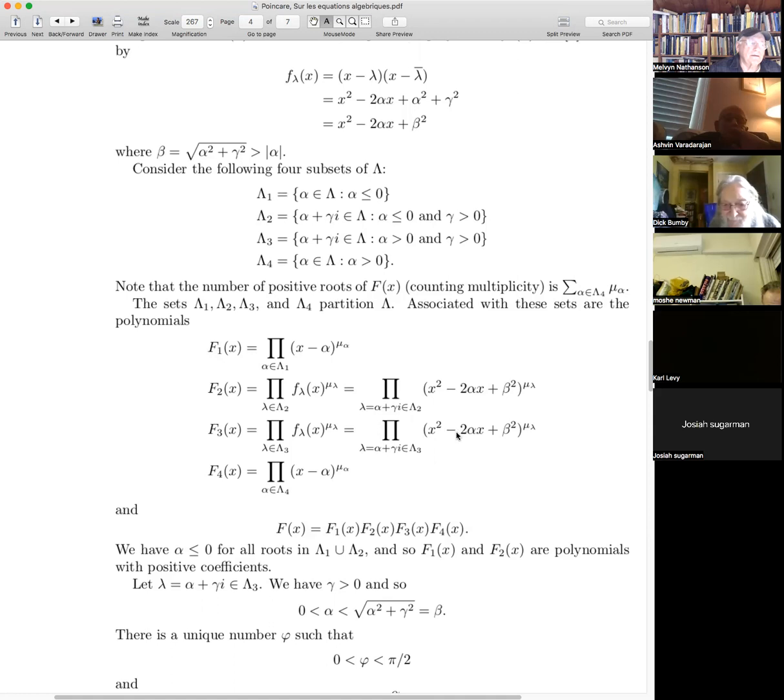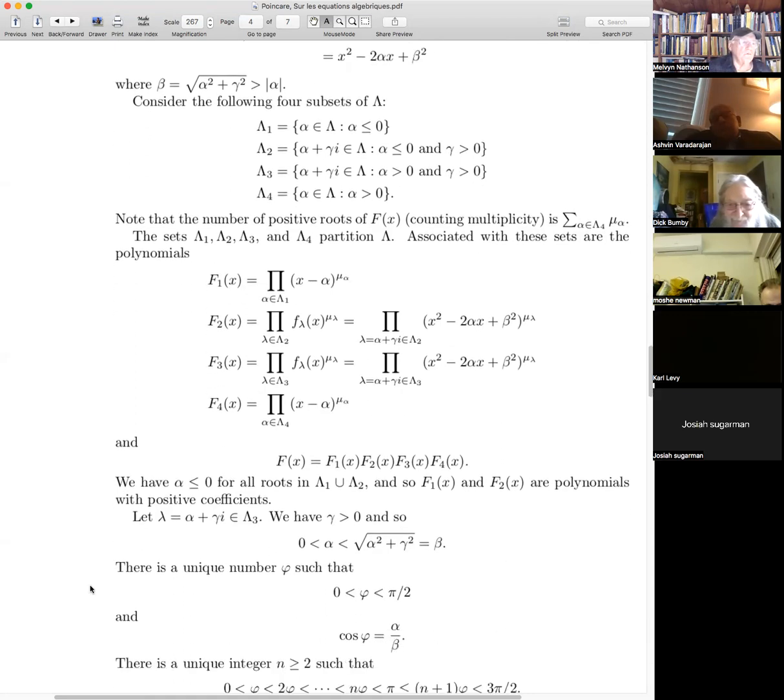Now, this is the part that is at the moment troublesome, this negative coefficient. That's why the polynomial F might have some negative coefficients. So I want to somehow get rid of this negativity. So it's F3 that I want to focus on, that is the roots alpha plus gamma i, where alpha and gamma are both strictly greater than 0.